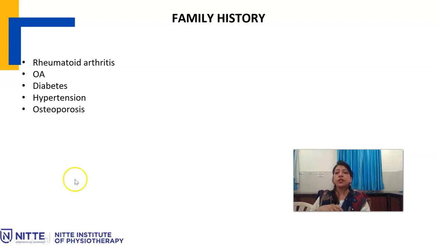The family history is important to understand whether there is a condition developed in the patient which is running in the family, like diabetes, hypertension, RA, osteoarthritis. These conditions are genetically related also. So we need to understand whether the family also has this condition so that we know what could be the intensity or how much intervention we are supposed to give in such a patient.